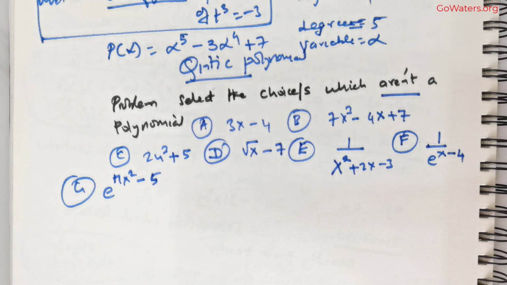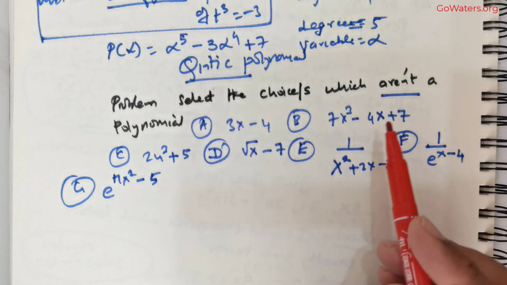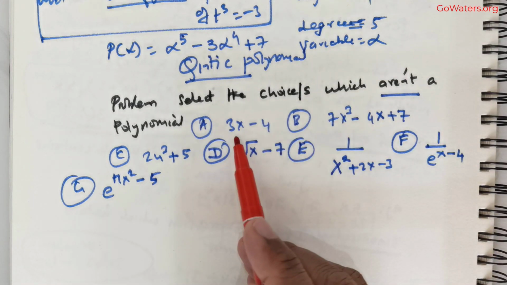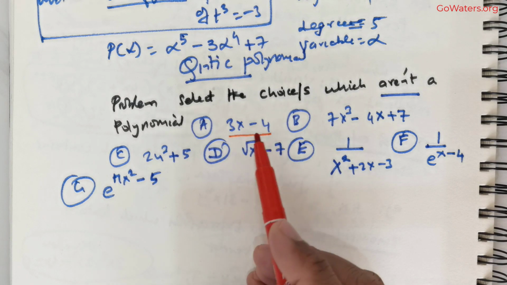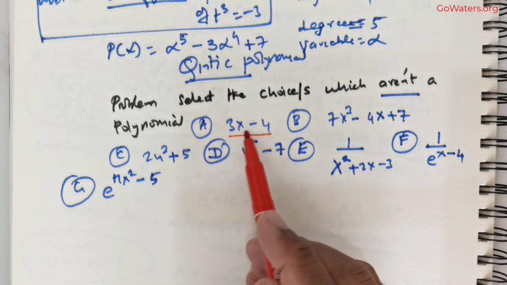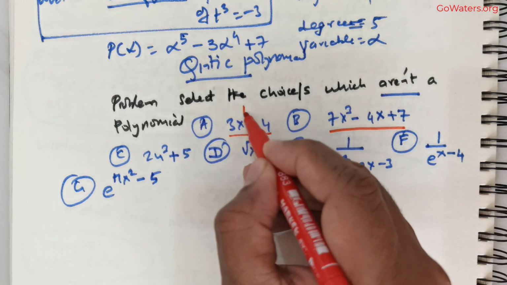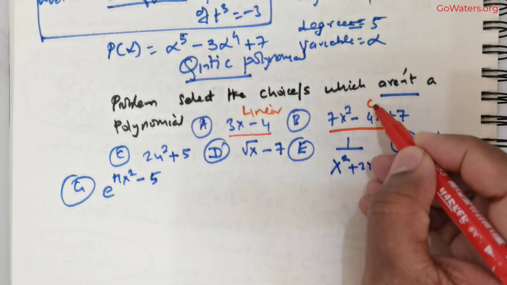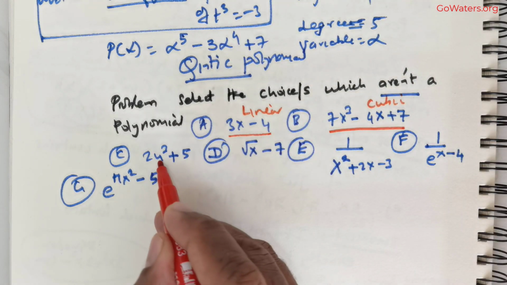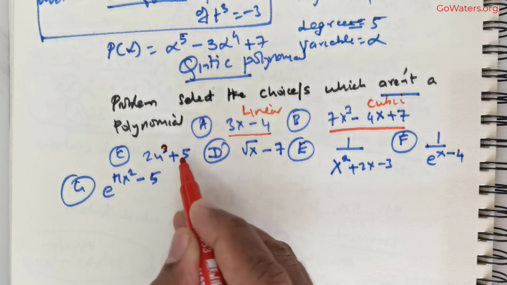Okay, I hope you all have got the right solutions. Now the question wants us to select the choices which aren't a polynomial. Is this a polynomial? Of course this is a polynomial because this is in the standard form. The only thing is that this is called a linear polynomial. And what is this? Is this a polynomial? Yes. This is a cubic polynomial. And this is also a cubic polynomial, and the variable is u. So this is 2u cubed positive 5.